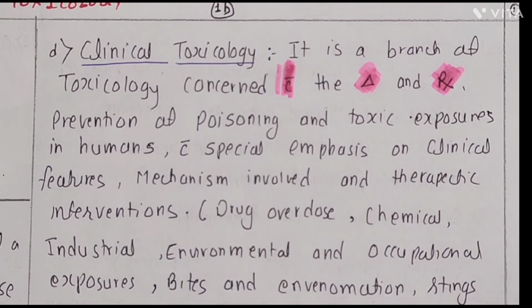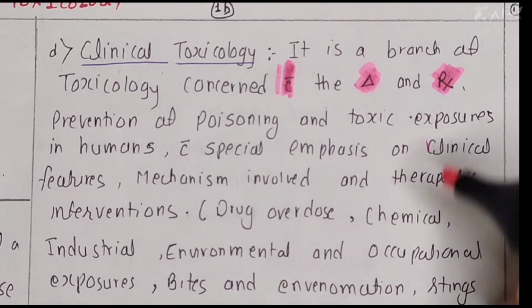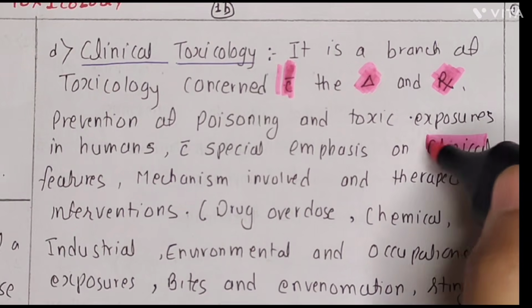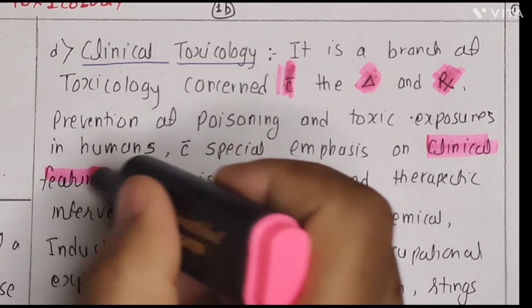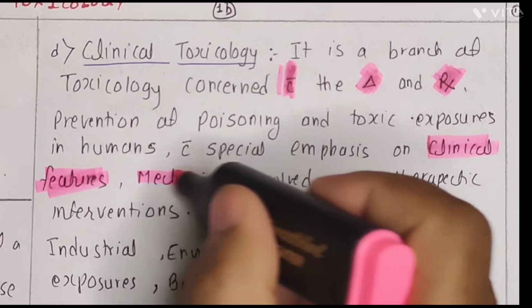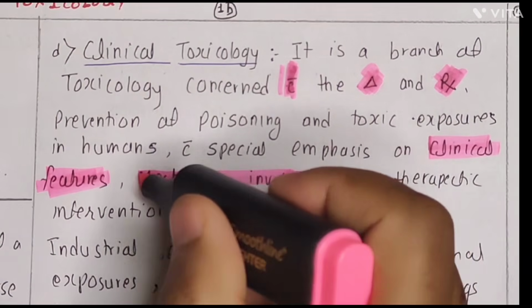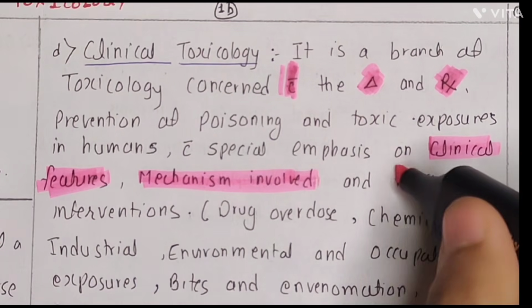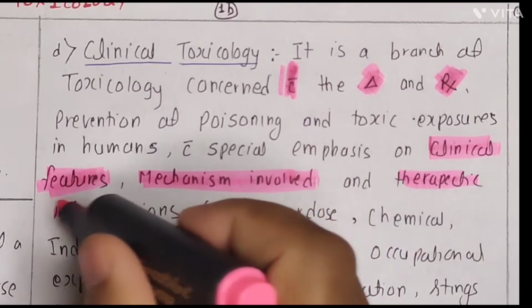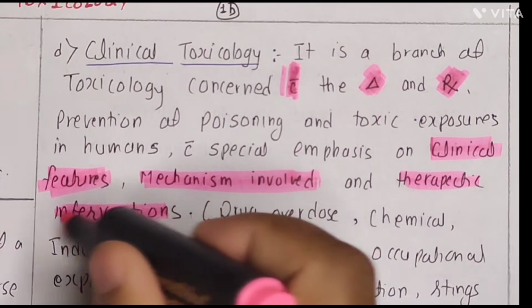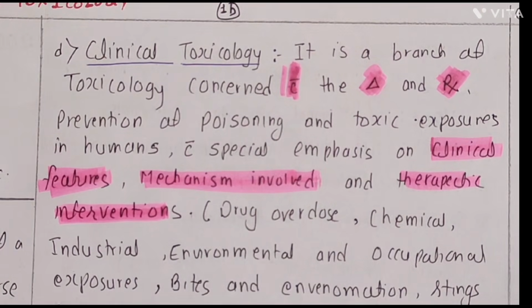with special emphasis on what is important for learning and from the exam point of view. We are going to see the clinical features, the mechanism of action of these toxins, and the therapeutic intervention. So for all toxins we are at least going to discuss these three parameters: how the toxin is affecting, that is the mechanism, what clinical features it is going to show, and how we can manage it, that is how we can intervene, right?